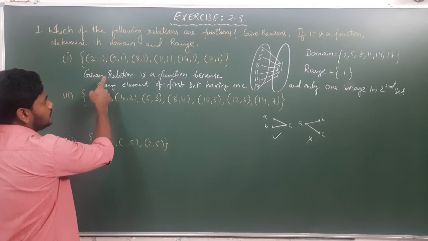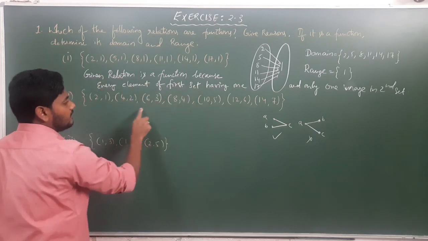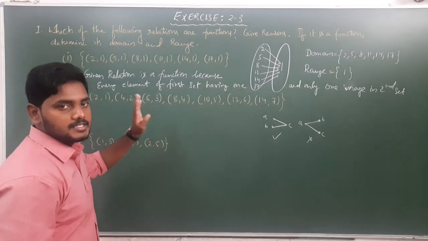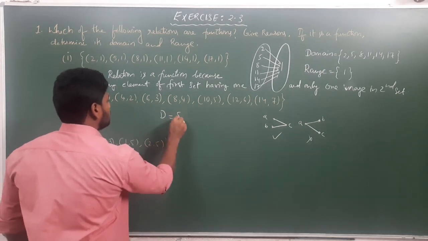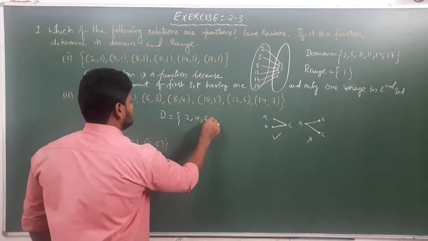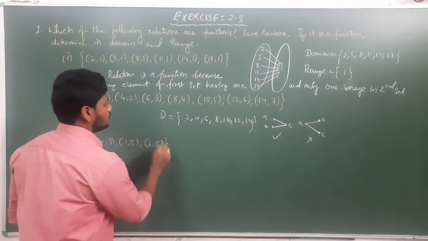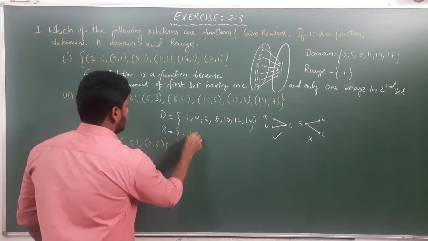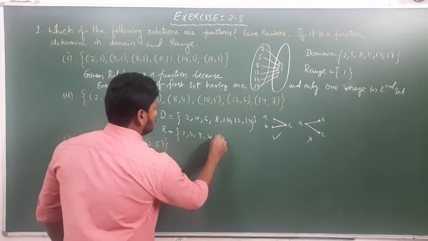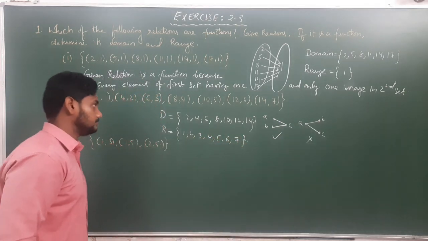Yes. You need to write given relation is a function because every element of first set having one and only one image in second set, right? Therefore, what is domain? Domain, first elements 2, 4, 6, 8, 10, 12 and 14. That is domain. What is range? Range is set of second elements 1, 2, 3, 4, 5, 6 and 7, right?